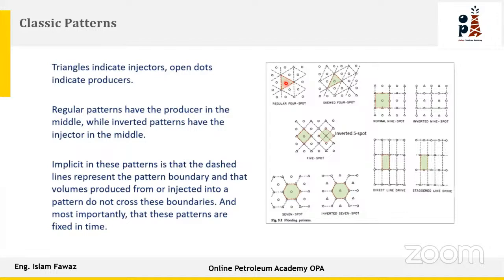Okay. So when you are seeing this boundary, this is the pressure boundary, a no-flow boundary, and you assume in your mind that no fluid comes across this pattern, either from the producer or from the injector.